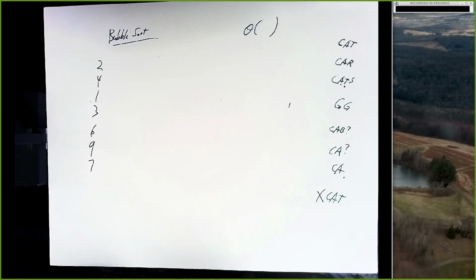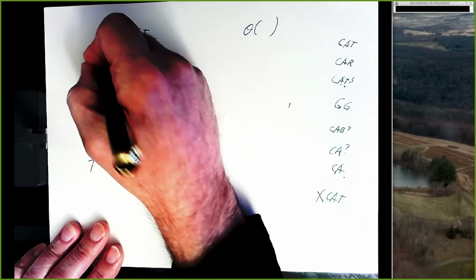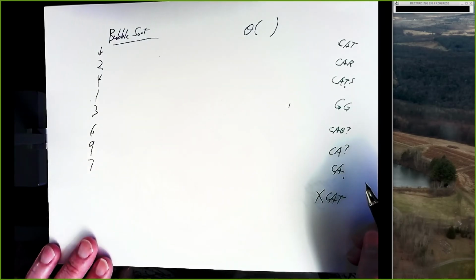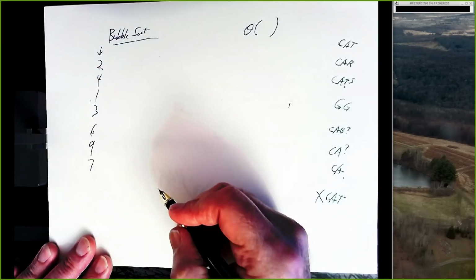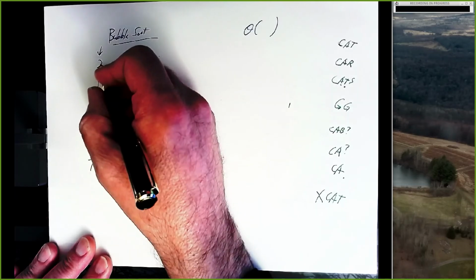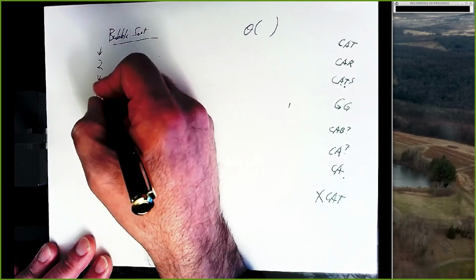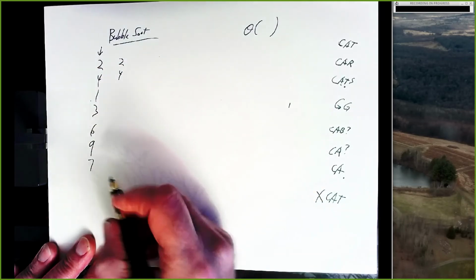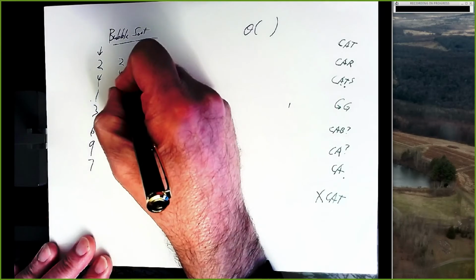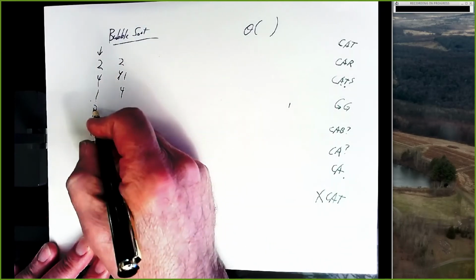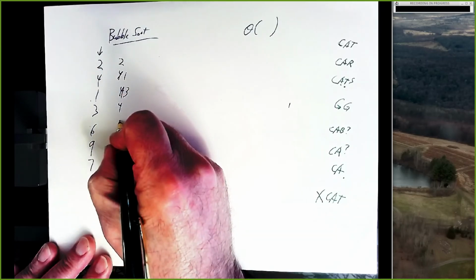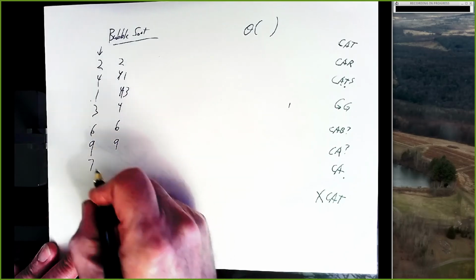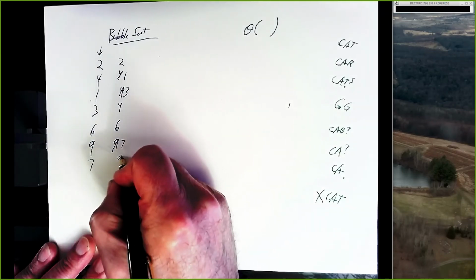So for bubble sort, we start off with an array of data, and we make a series of passes through it. In each pass, we compare each number to the number after it and try to make sure that pair of numbers is in the correct order, in other words, the first number is smaller than the second. We look at a 2 and a 4, those are in the correct order. We look at the 4 and the 1, those are reversed, so we'll switch the 1 and the 4. We look at the 4 and the 3, those are reversed, so we'll switch the 3 and the 4. Look at the 4 and the 6, correct order. Look at 6 and 9, correct order. Look at 9 and 7, that's reversed, so we'll swap that.